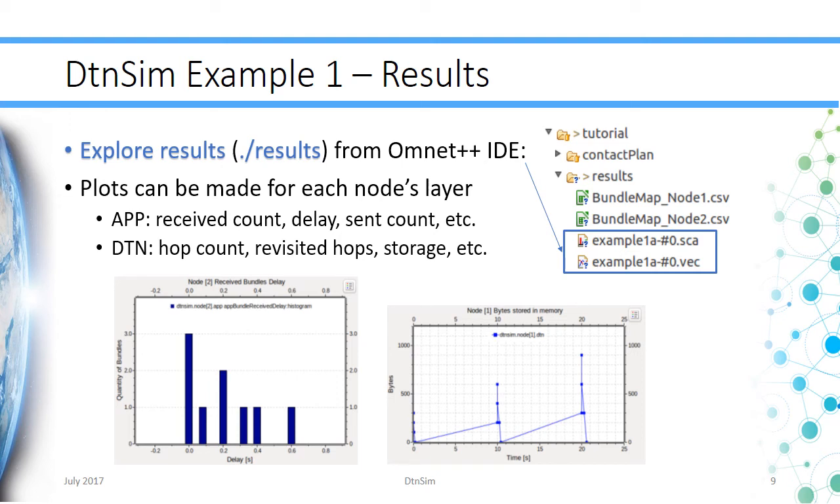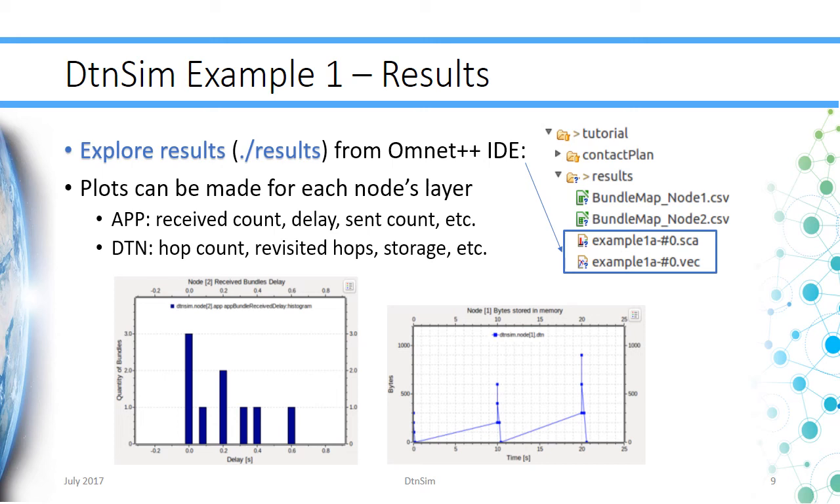On the DTN side, we can study the different hop counts in case of a network with several hops, or how many hops were revisited, which can be a very interesting metric to study if routing loops occurred during the simulation.